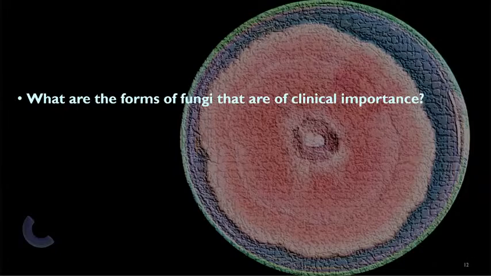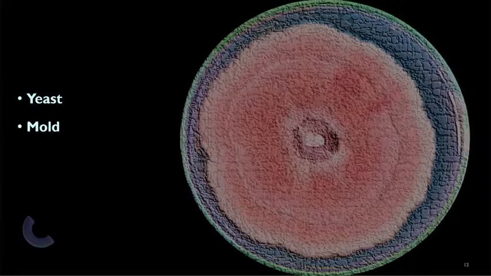Okay. Now, what are the forms of fungi that are of clinical importance? We have two, of course, yeast and mold. Okay. When you call it yeast, it's sort of watery, like it has a bacteria-like colonial morphology. When you see a mold, this is what you're seeing in front of you. There is a petri dish there, right? That is an example of a mold.